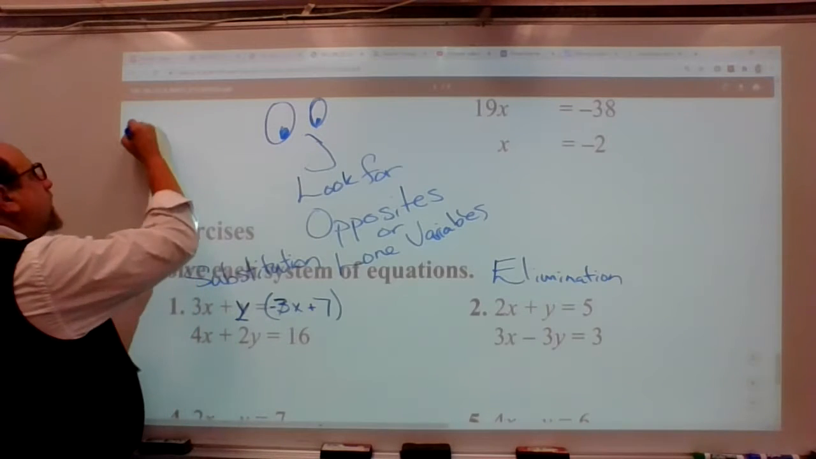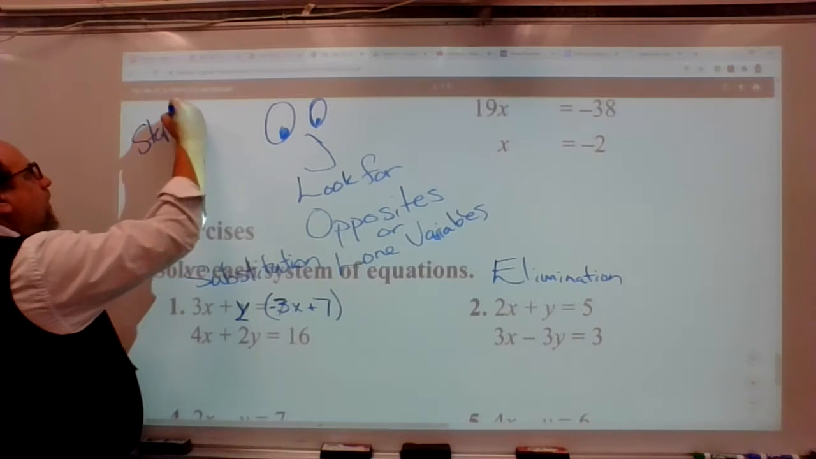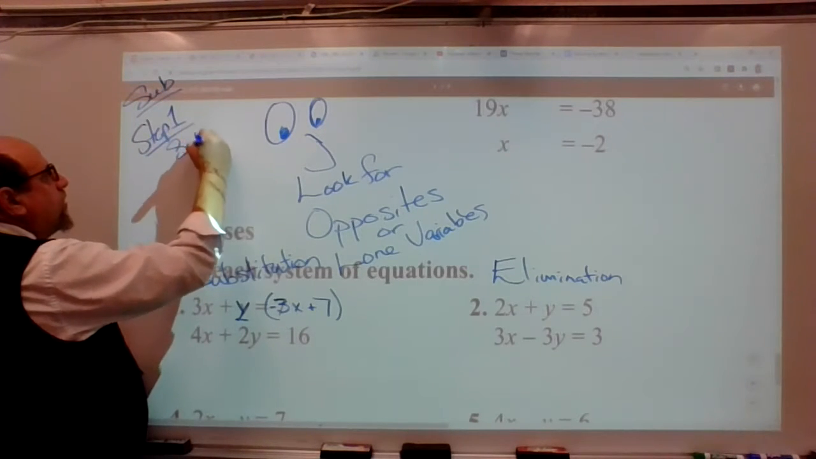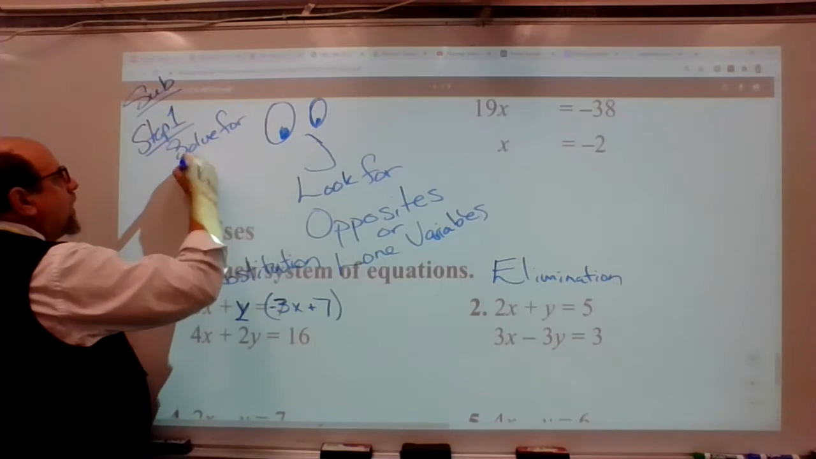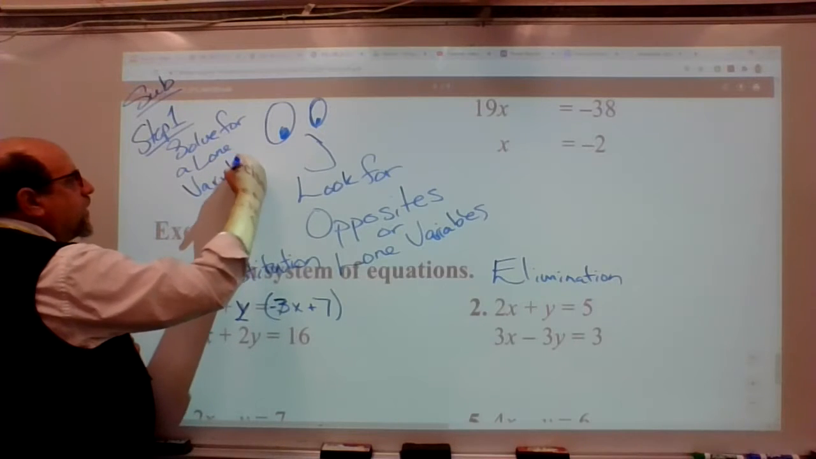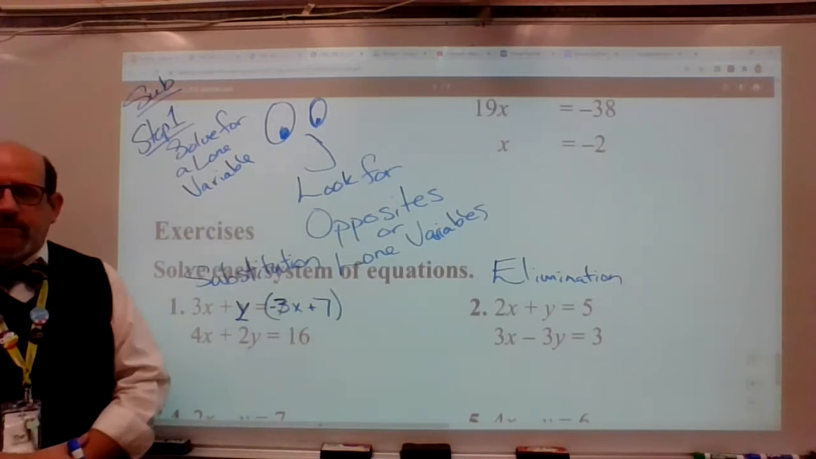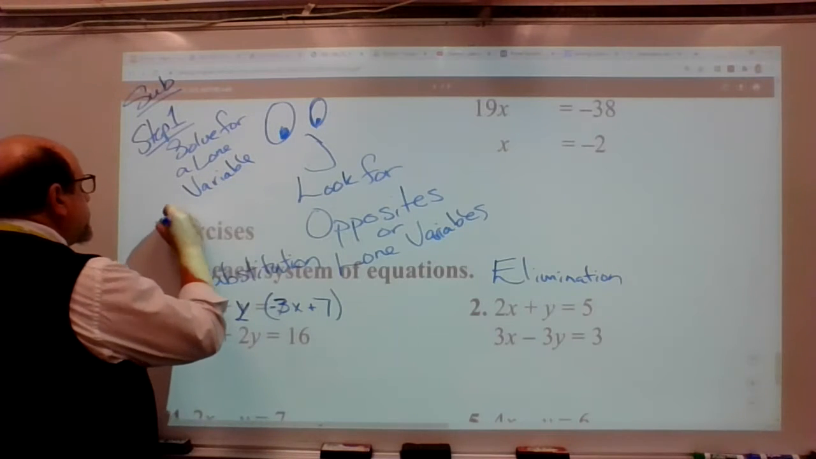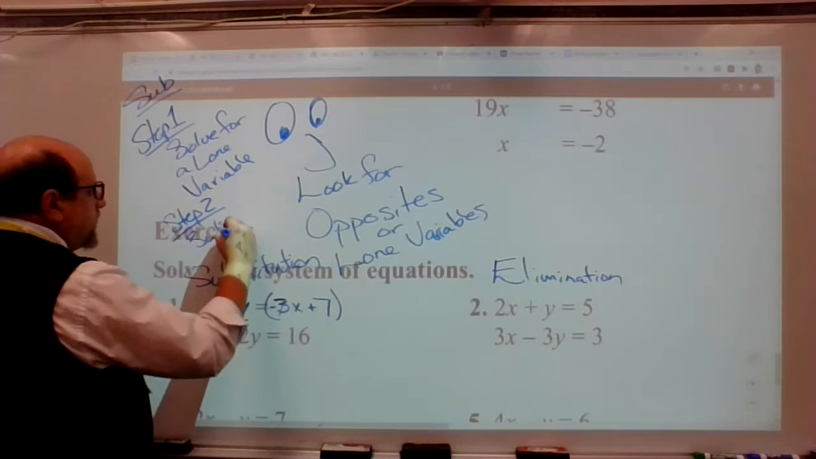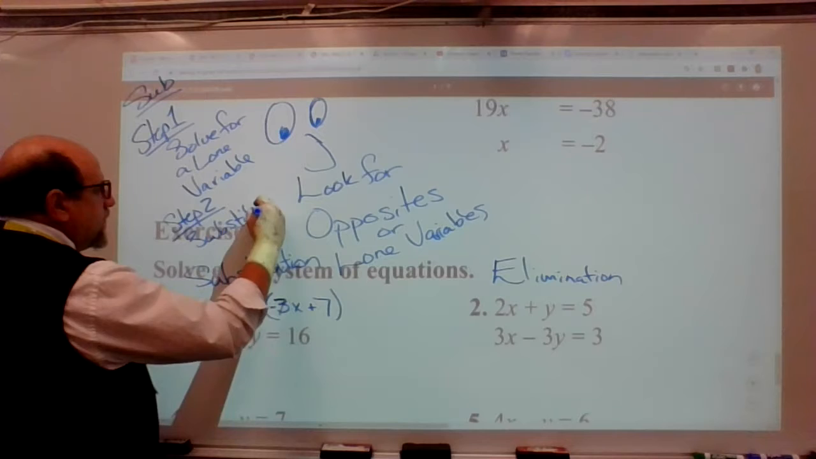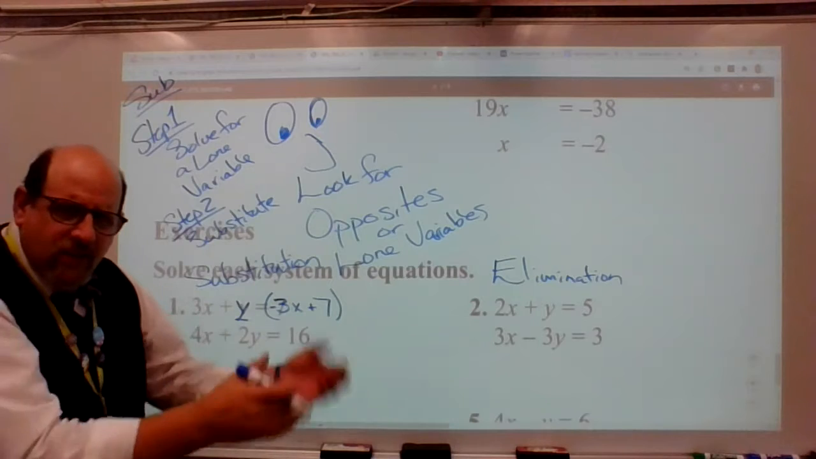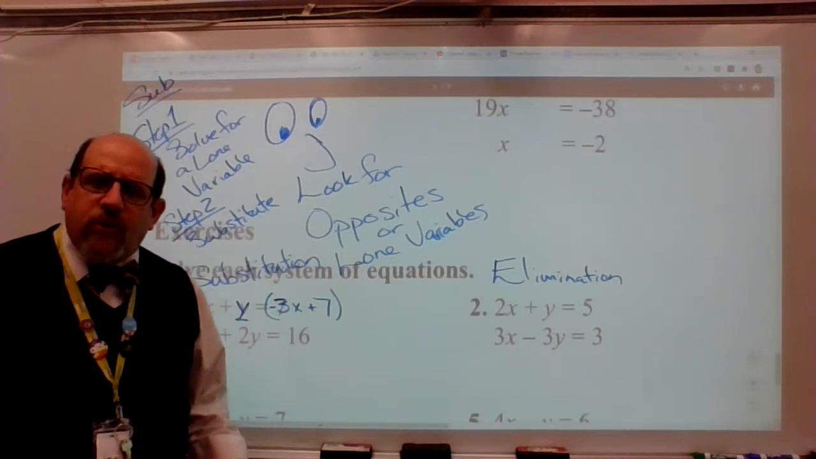So step 1, substitution. Step 1, solve for a lone variable. And I've just done that. And then step 2, substitute. Substitute that binomial in here for y. Then you can distribute and do the rest of the math and solve for x.